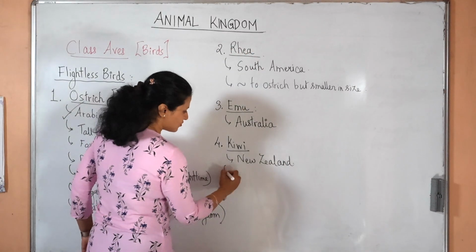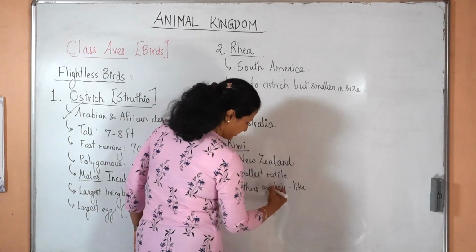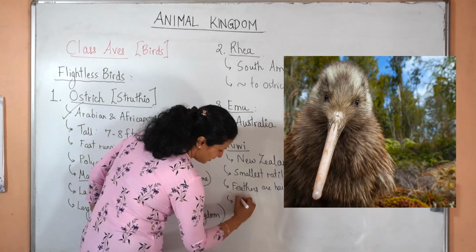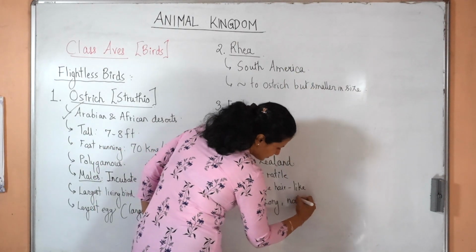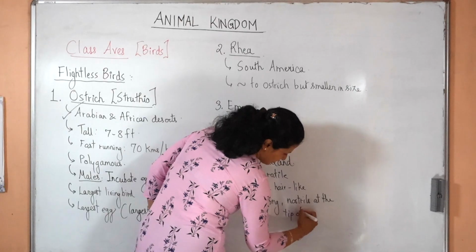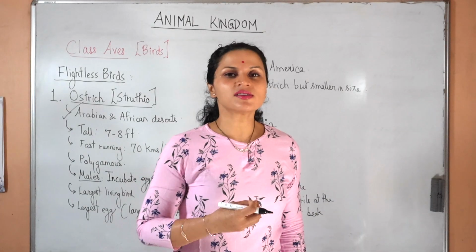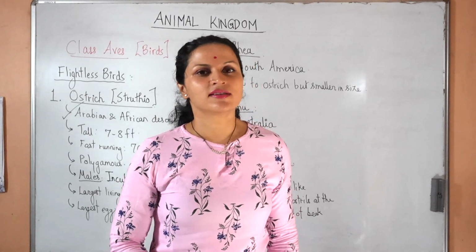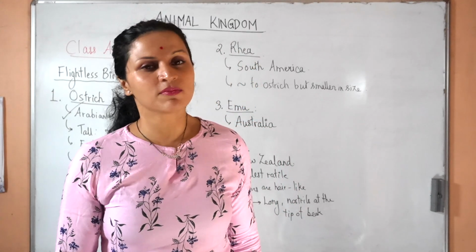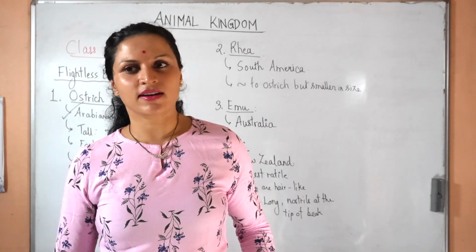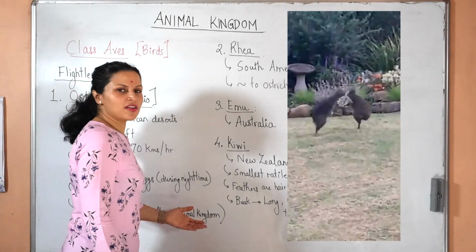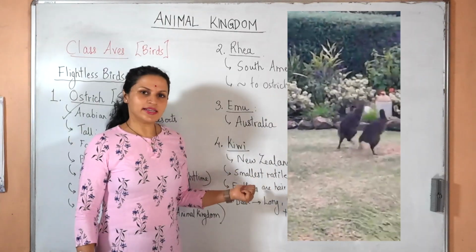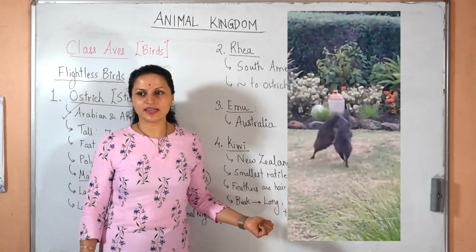It is the smallest ratite. Feathers are hair-like and its beak is very long with the nostrils at the tip of the beak, which is a very unique feature. It uses its beak to look for worms under the soil and all. That's why its nostrils are at the tip of the beak, so that it just blows out the air and clears out the dirt and all. And it's a flightless bird and the way it runs on the ground looks very funny. It's highly endangered now. Population is dwindling quite a lot.